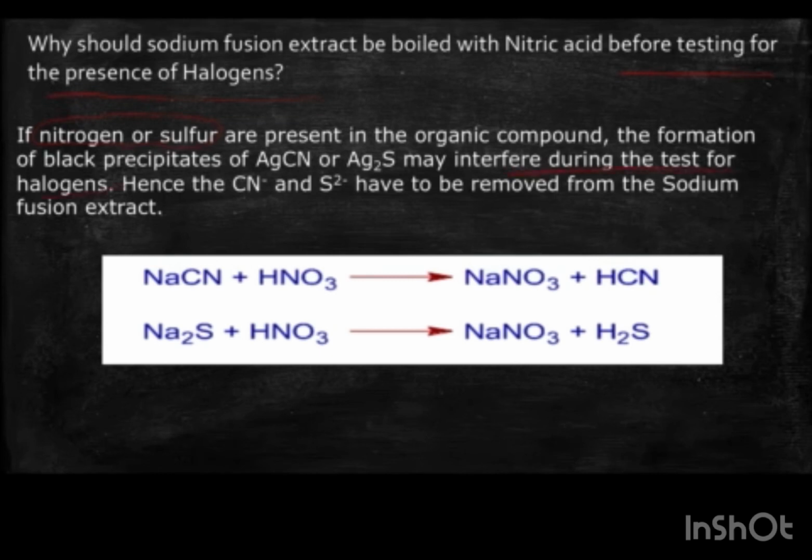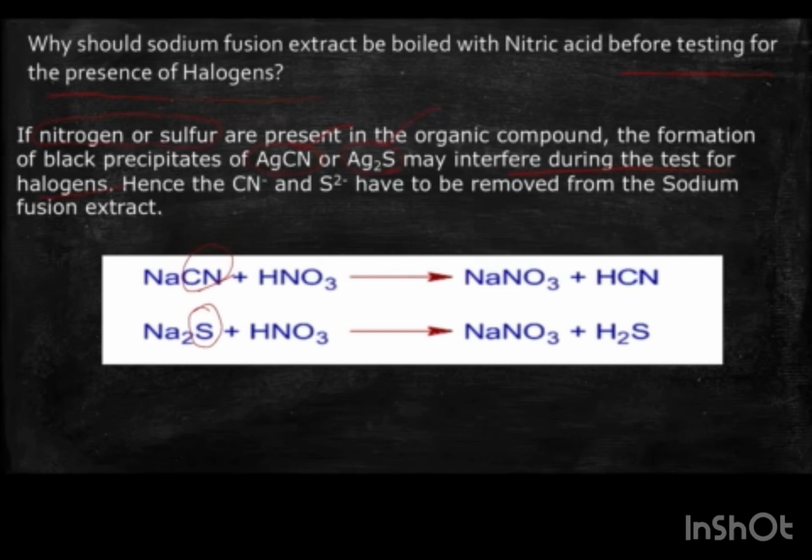When you put silver nitrate and there is already CN minus, NaCN in the sodium fusion extract, it will give you AgCN precipitate, which is black. And if you have sulfide, S2 minus, it will react with silver nitrate to give you black precipitate of Ag2S. So this is how it is going to interfere with the test for halogens. We want AgNO3 to react with halides and give us the corresponding precipitates, but these will interfere by making the respective black precipitates. So it is very important to remove them before testing for halogens in the organic compound.